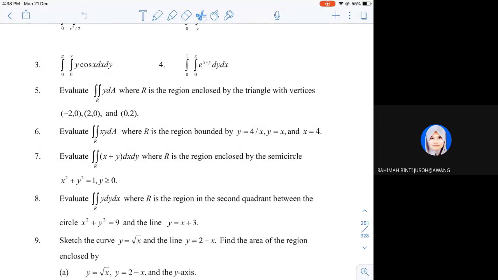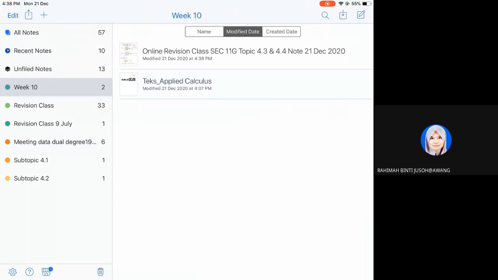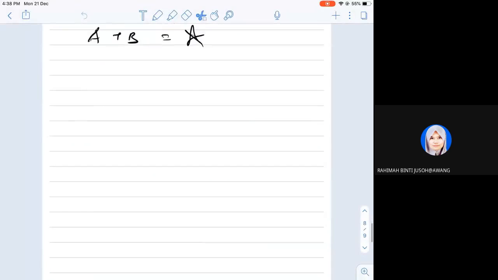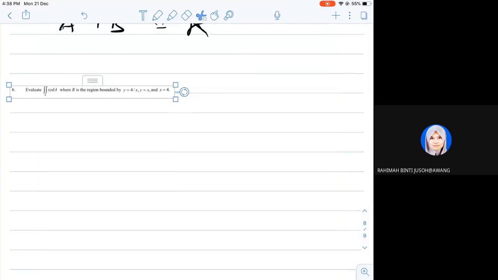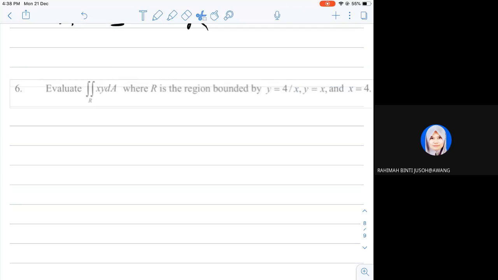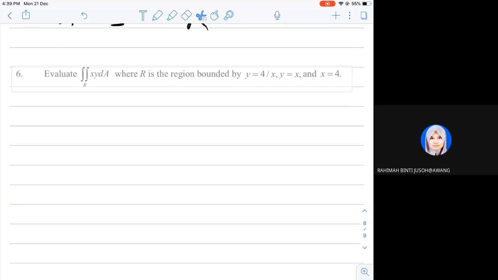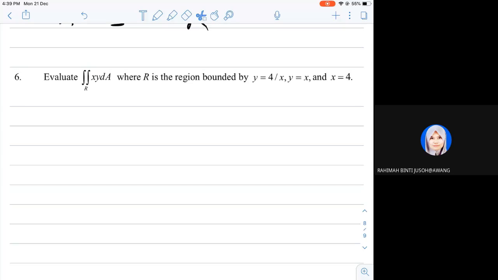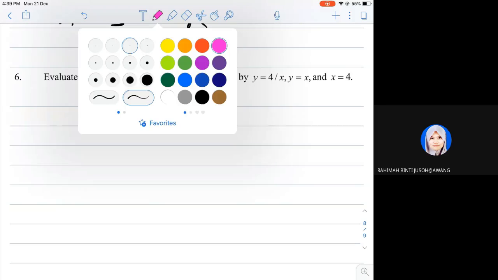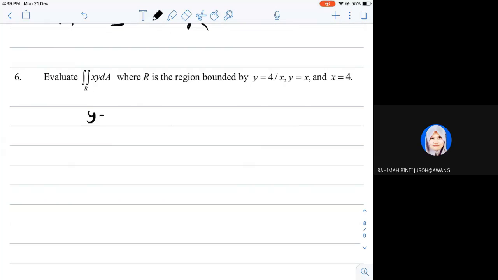So right now, let us do question number 6. I'll show this until the end. Question number 6 is a bit complicated. Okay, right. Let us sketch the region. We have y equals to 4 over x. Okay, so the region, let's sketch the graph.